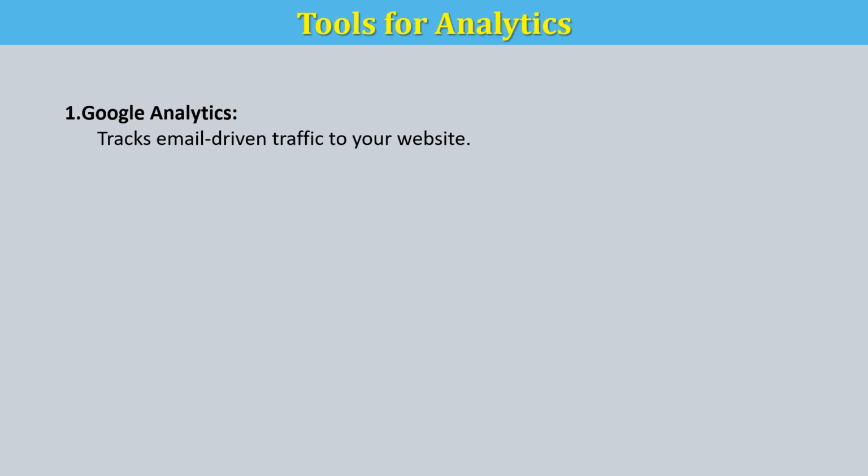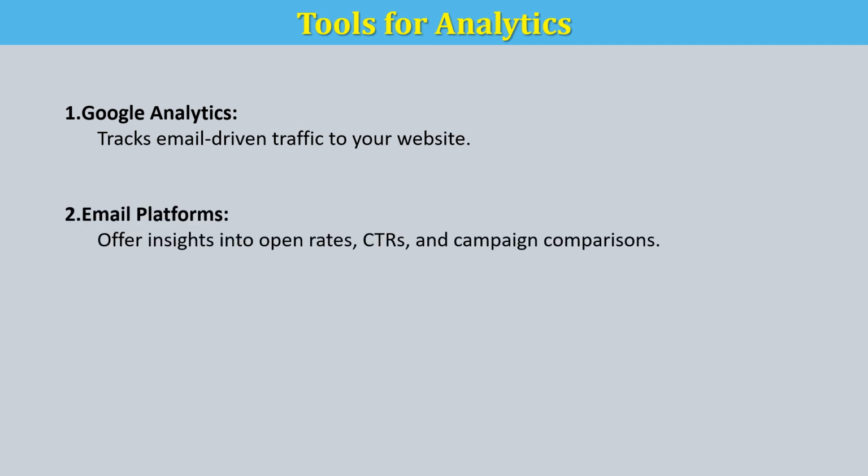Tools for analytics. Google Analytics tracks email-driven traffic to your website. Use UTM tracking codes in your email links to see exactly how email traffic performs on your site. Email platforms offer insight into open rates, CTRs, and campaign comparison. Popular email platforms like MailChimp and SendGrid provide detailed reports on key metrics, which are essential for optimization.